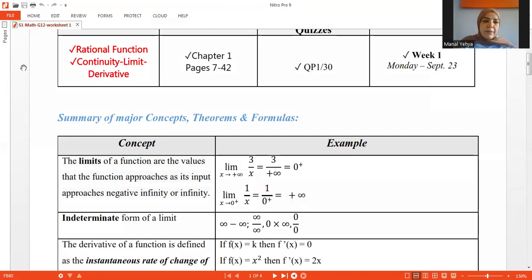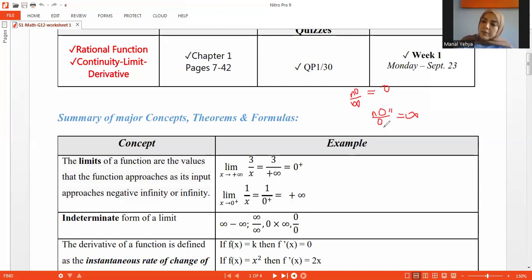So let us remember together that number over infinity is 0 and number over 0 is infinity. Of course, plus or minus infinity, it depends on the value itself, if it's positive or negative.